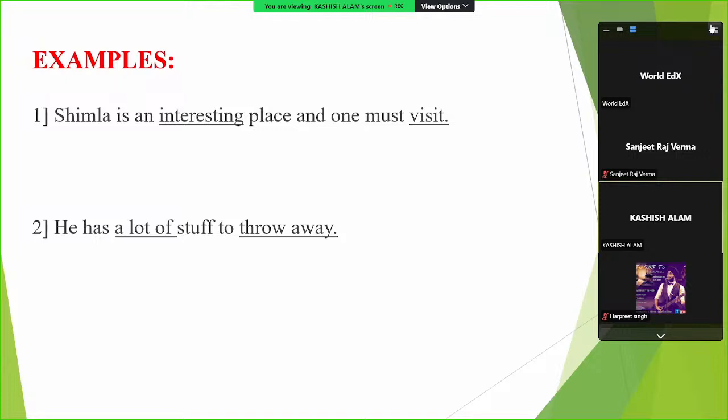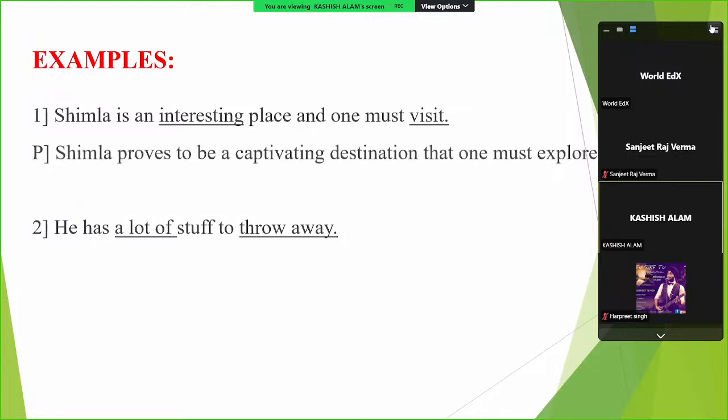And one must visit. So here the paraphrased version is Shimla proves to be a captivating destination that one must explore. Instead of visit, now we use the word explore. Another way you can write it is in a simple sentence. Also, you can write: you must, or one must visit Shimla. Full stop. It's captivating, and put an exclamation mark over there.